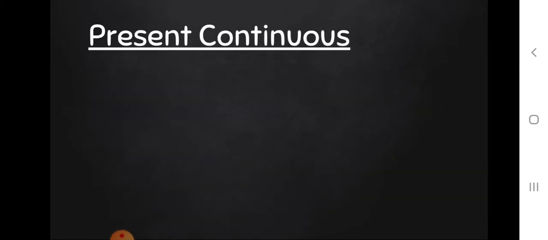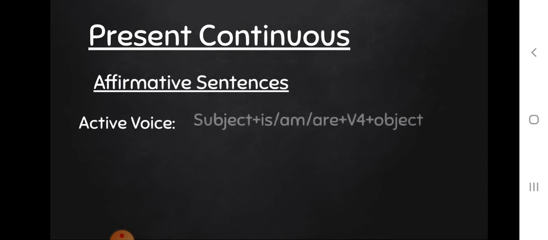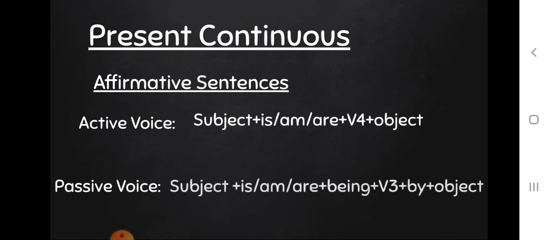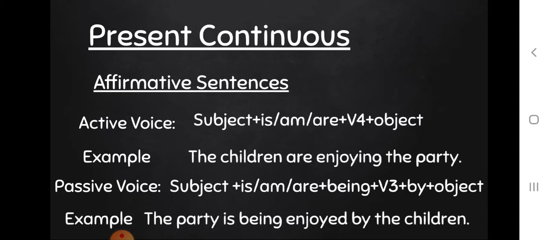Now we come to present continuous tense. Affirmative sentences. The active voice will be subject plus is, am, are plus the fourth form of the verb, that is V1 plus ing, plus object. The passive will be subject plus is, am, are plus being plus V3 plus by plus object. Now let's take an example. The children are enjoying the party. The passive will be the party is being enjoyed by the children.